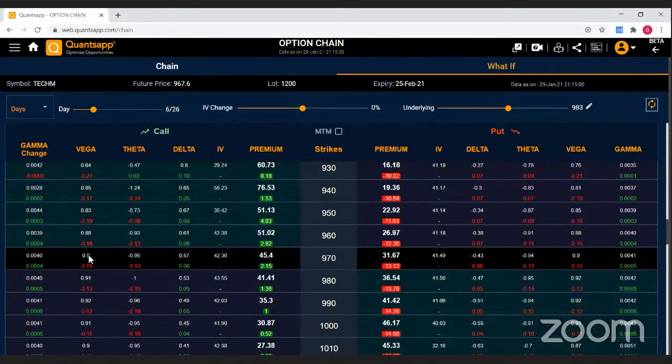Then you have the Vega. So Vega tells you if there's a 1% increase or decrease in the volatility, how much the option premium is going to get affected. That is explained by the Vega.